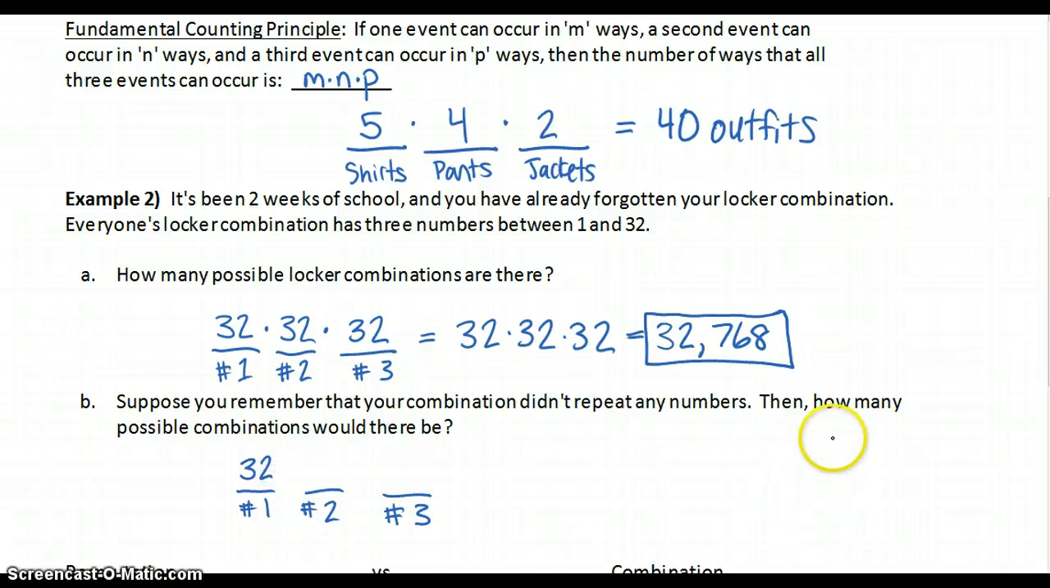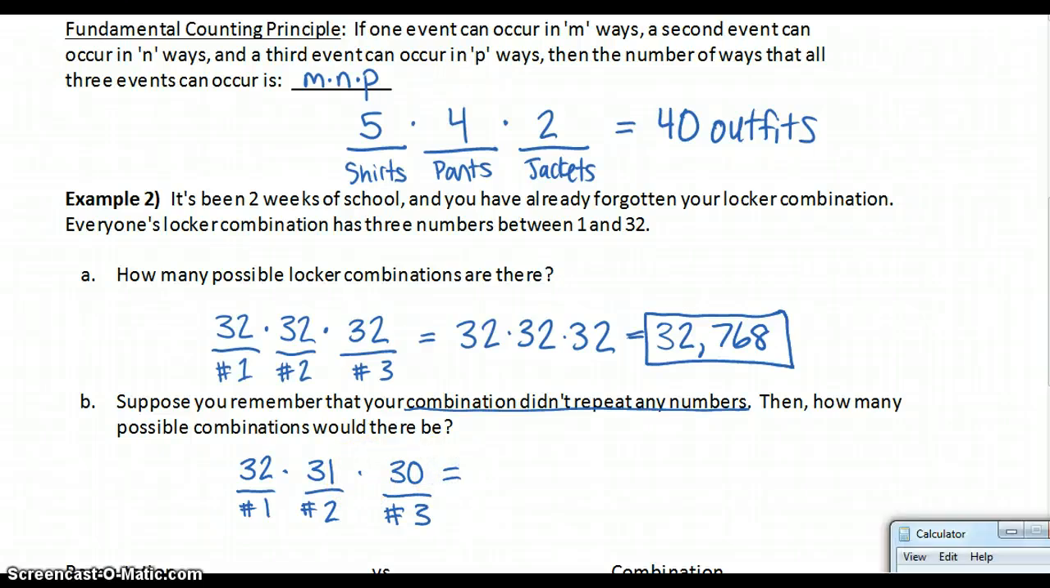But then what this part tells us is that our combination didn't repeat any numbers. So that means that whatever number it is, number 1 can't be number 2. So I have one less possible number for my second number in my combination, which means I have 31 possibilities. And then for my third number, well, it can't be number 1 and it can't be number 2, so that means I only have 30 options. And then we take those numbers and we multiply them together.